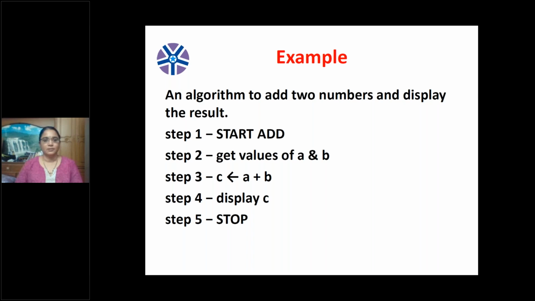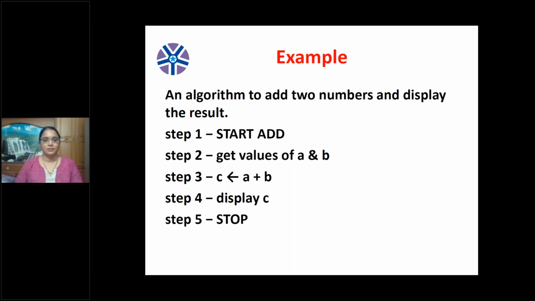Anyways, the first step will be the start and the last step will be the end of the algorithm. Step 1 is start. Add: here you need to add two numbers. It means you need to scan two numbers, which means get the values of A and B. It should be 2 plus 3 is equal to 5, and 5 will be stored in the result.